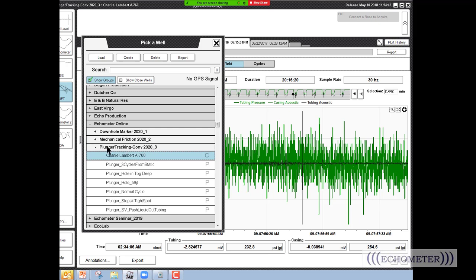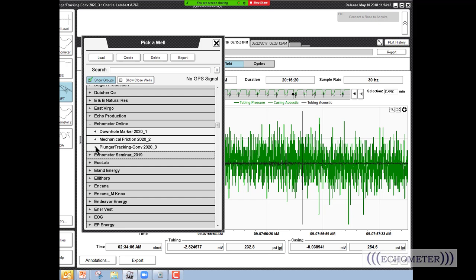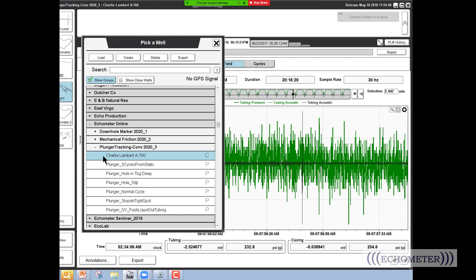The presentation today will be the third presentation on plunger tracking of conventional plungers. It'll be on your computer: inside Echometer Online, when I click on the plus, under plunger tracking, there are 1, 2, 3, 4, 5, 6, 7 examples. The example I want to talk about first is the one that we put in the manual.